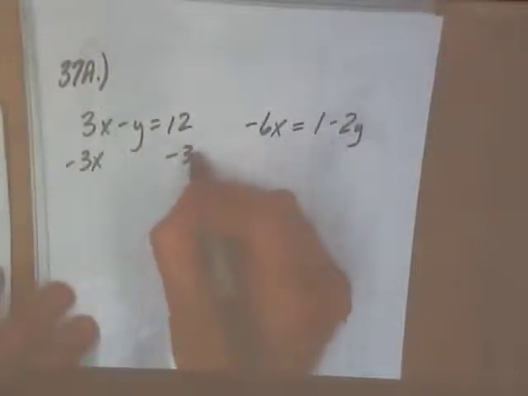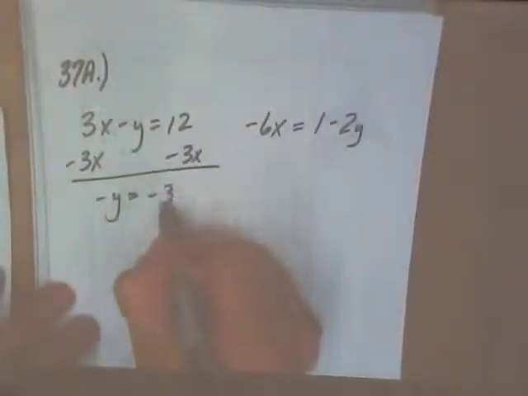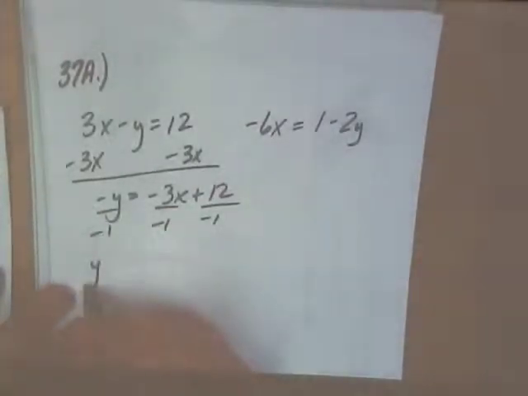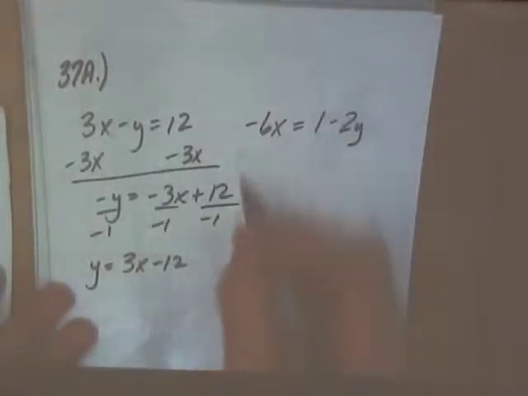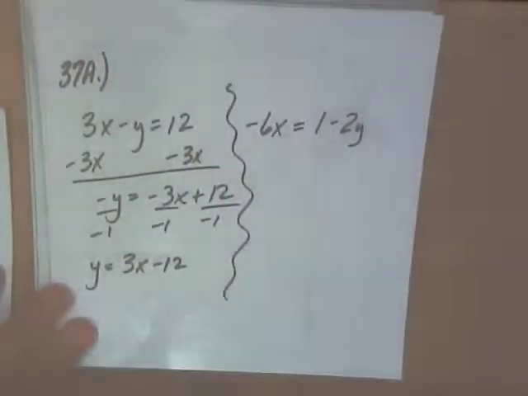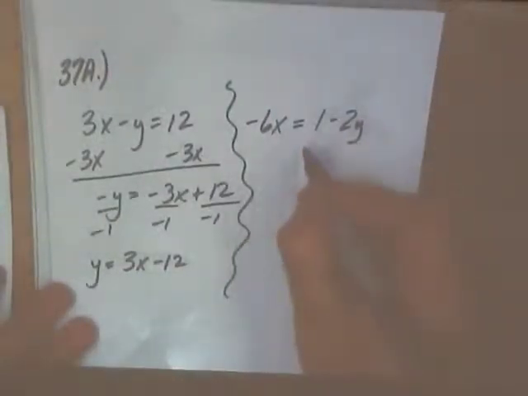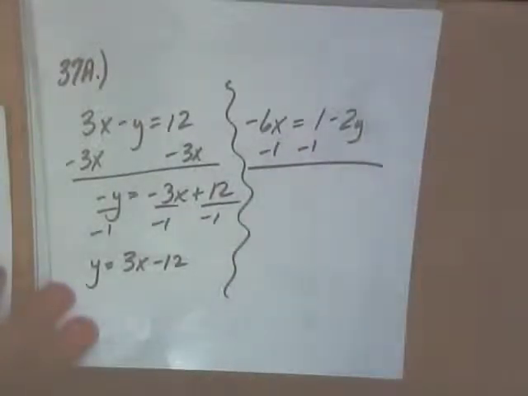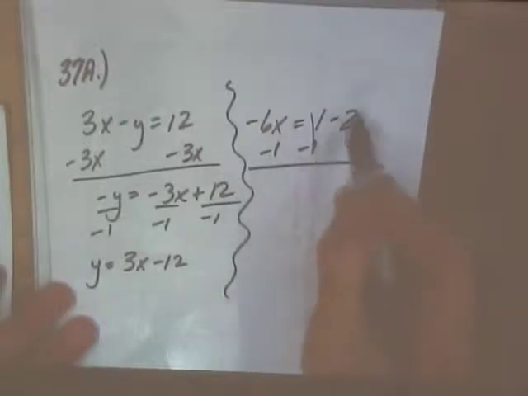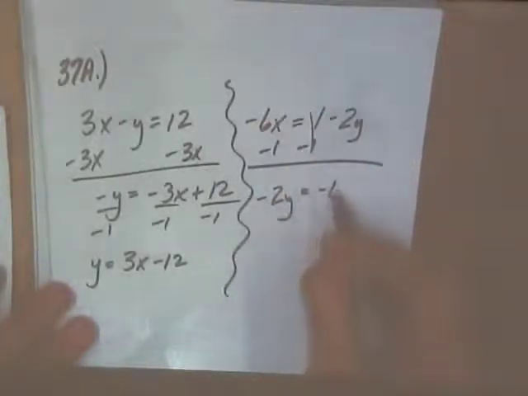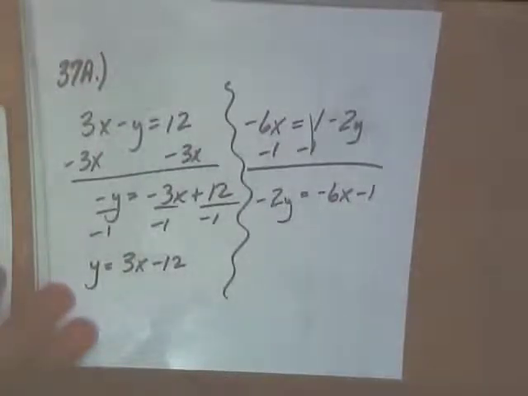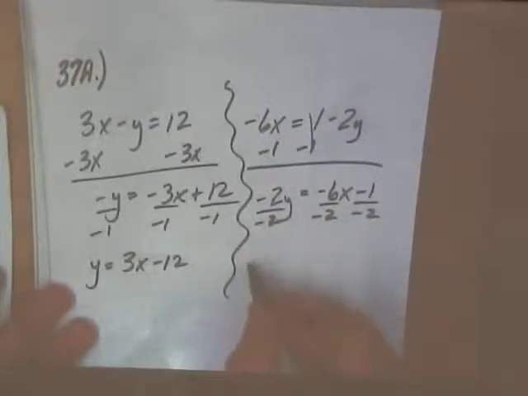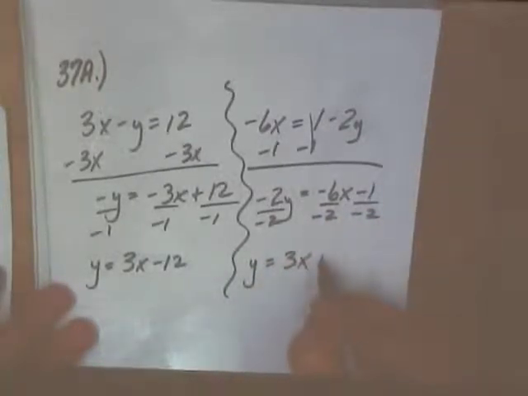Minus 3x, negative y is equal to negative 3x plus 12, and then divide everything by negative 1. Y is equal to 3x minus 12. Solve for y here, I'll subtract the 1 over, and then I'm going to switch the sides so that the y ends up on the left. So I'll have negative 2y is equal to negative 6x minus 1. Divide everything by negative 2. So y is equal to 3x plus 1/2.